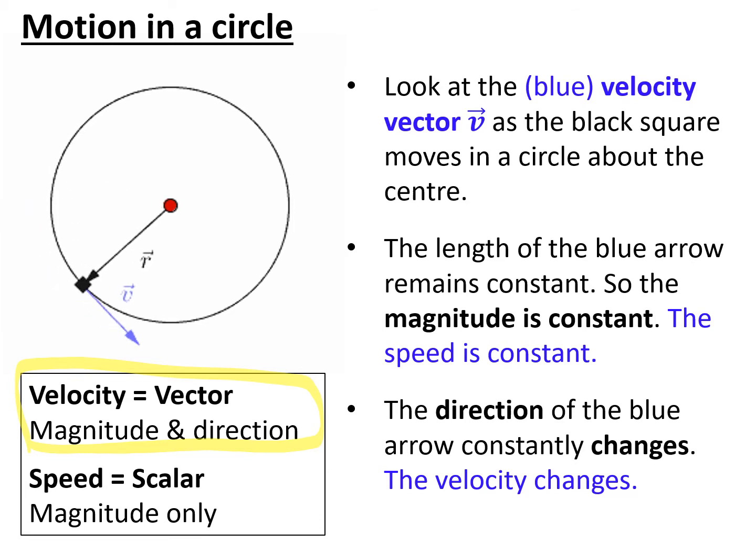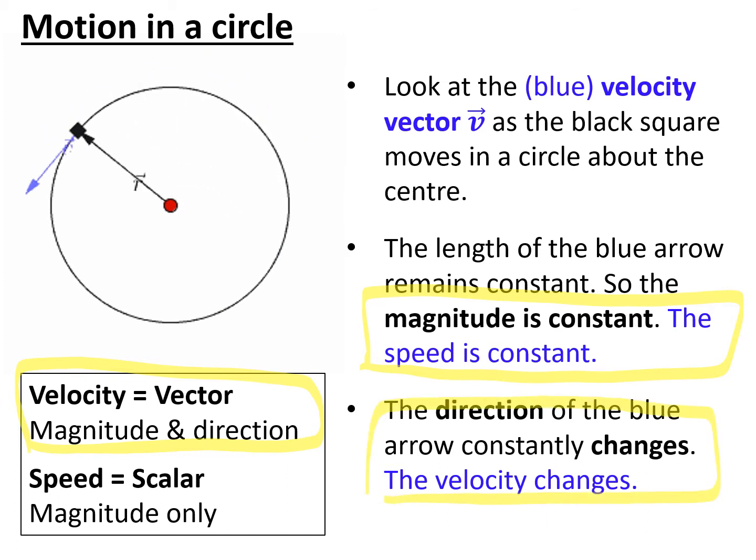Okay, so let's just highlight these two points. When something is moving around in a circle, the speed is constant because the magnitude is constant. The length of the arrow stays the same. But the velocity is always changing because the direction of the arrow is always changing. Okay, so subtle difference there. Yes, we use the same equation for speed and velocity, but they do mean slightly different things.